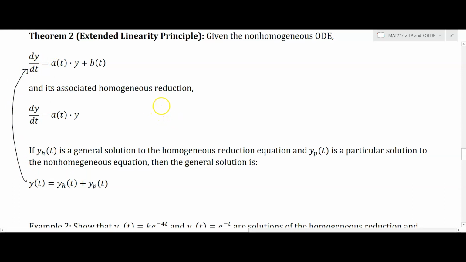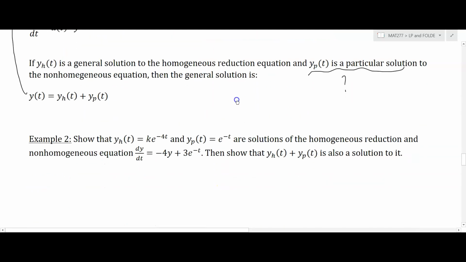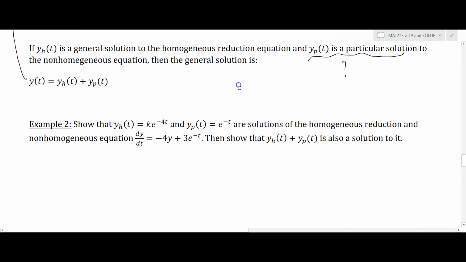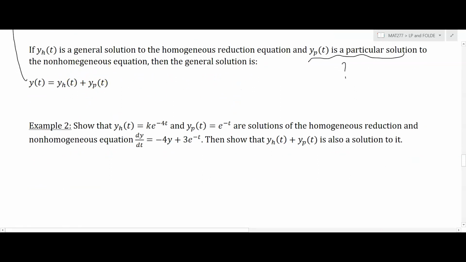Now that doesn't seem like it helped us at all, because even though we know how to solve the homogeneous equation by using separation of variables, finding this particular solution to the non-homogeneous case seems like it just puts us back at the start, but we've already done a lot of work. Before we get into how we would actually find y sub p, that's the thing that we're going to be after, let's just go ahead and see that this theorem actually works.